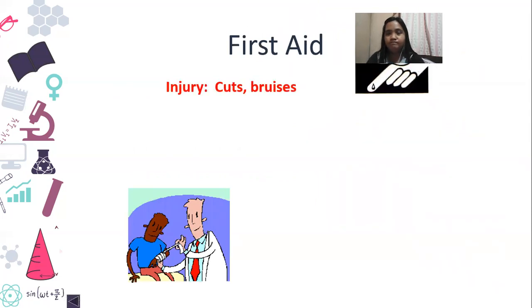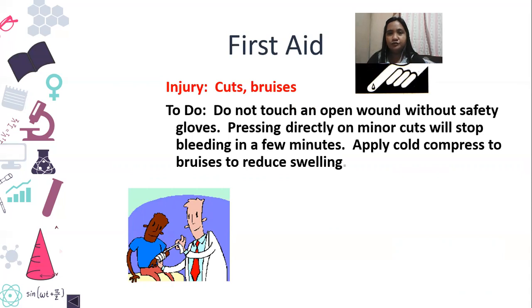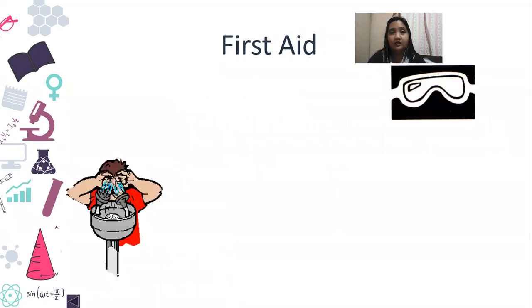Another common accident will be cuts and bruises. For cuts and bruises, do not touch an open wound without safety gloves. Pressing directly on minor cuts will stop bleeding in a few minutes. Apply cold compress to bruises to reduce swelling. So, for example, you cut yourself. Please do not allow your classmates doing the same experiment to touch your wound. Of course, we will have to stop the bleeding, and then bring you to the clinic. And another one will be eyes.